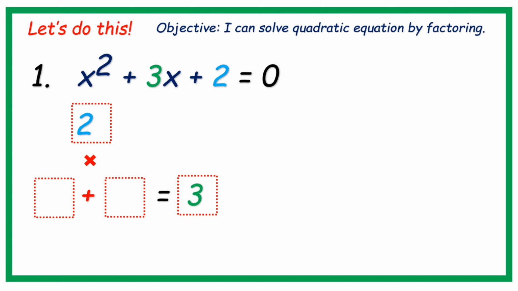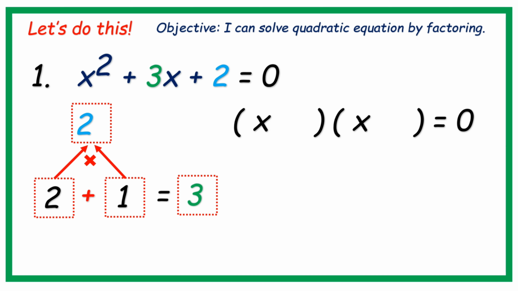In this example, it's easy because the factors that we are talking about are 2 and 1. 2 times 1 will give you 2. And when you add 2 plus 1, the answer is 3. Just like that. And now we're going to put the factors here: x plus 2, and the other one, x plus 1. So we have x plus 2 times x plus 1 equals 0.